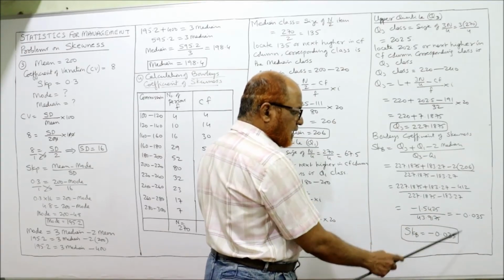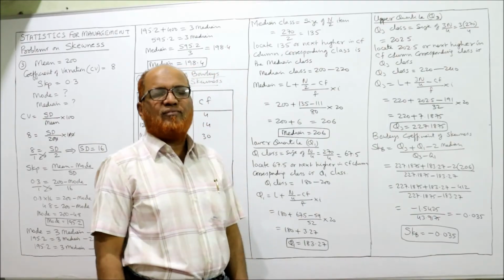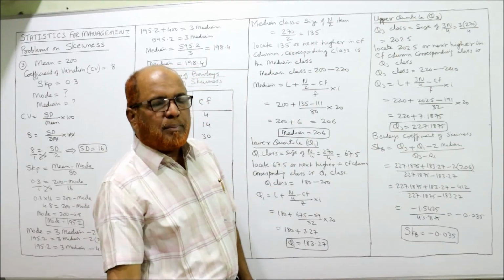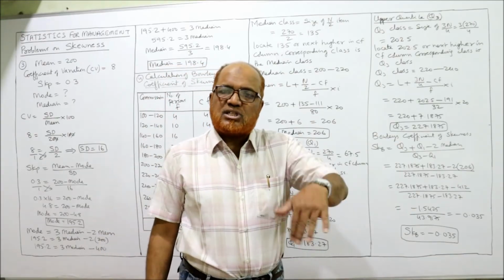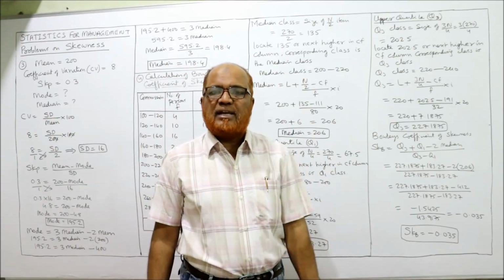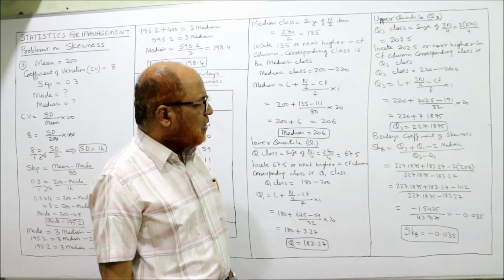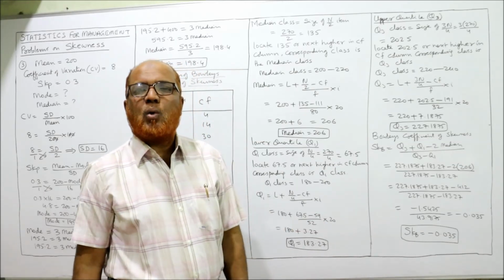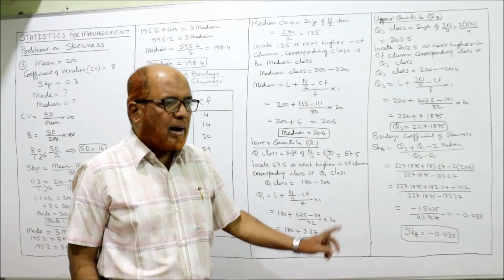So if you divide, you will get 0.035, with a negative sign. The skewness may be positive or negative, positively skewed or negatively skewed. So here we got negative. Minus 0.035 is the coefficient of skewness as per Bowley's formula.